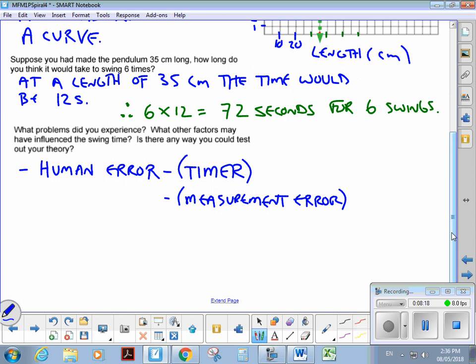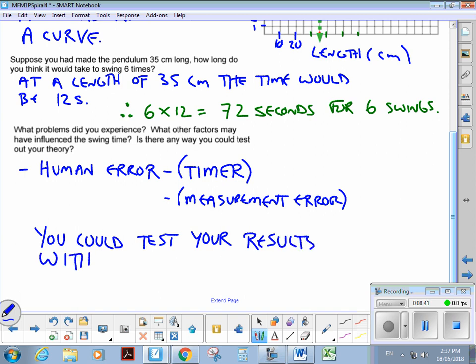I can't think of any of the other ones. Is there any way you could test out your theory? Well, there is an actual equation to determine this. So you could test your results against the actual equation. All right, and this is one that does have an equation. You can test it out with that.